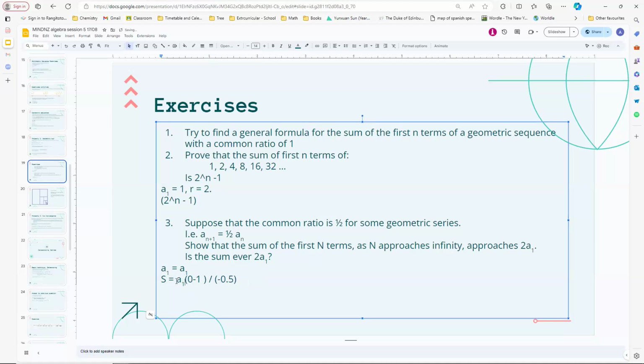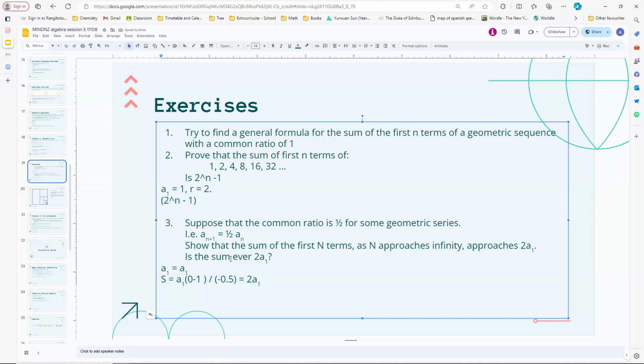So you have 0 minus 1 over r minus 1, which is a half minus 1, which is negative 0.5. So it's minus 1 over minus 0.5. Remember, dividing by a half is the same as multiplying by 2. It's that common troll question, right? What's 40 divided by a half? It's 80. So 1 divided by a half, you get 2. So you get 2a1.